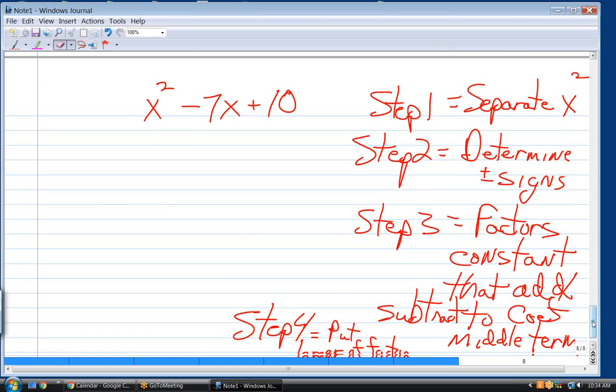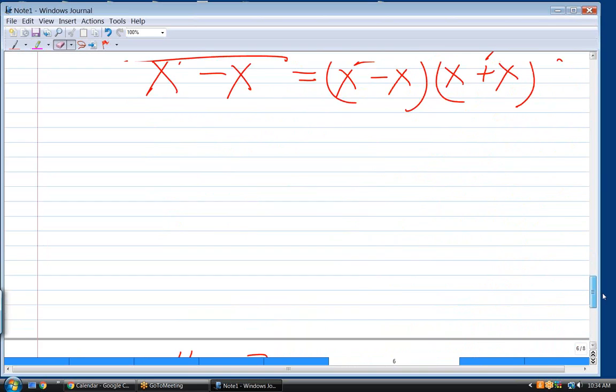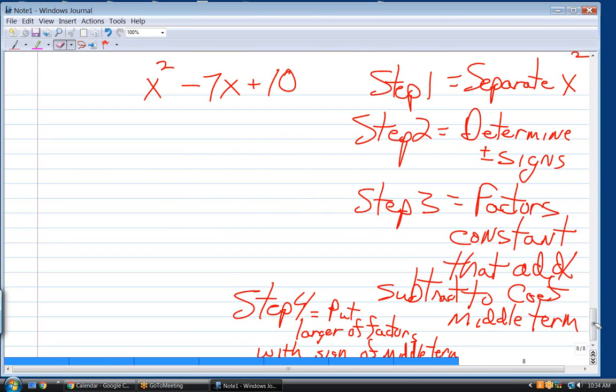Trying to think if there's any other combinations. Let's see. No, I erased them all. Let me think for a moment.